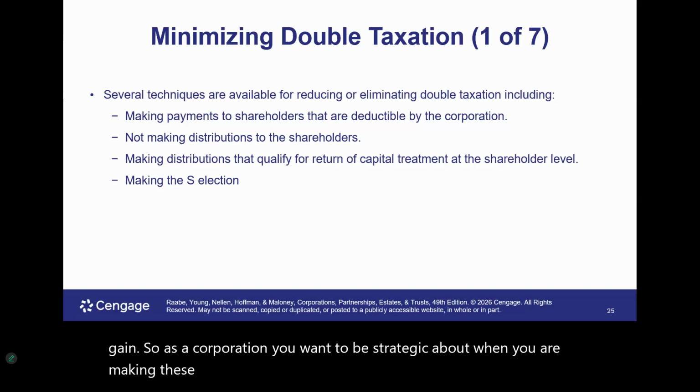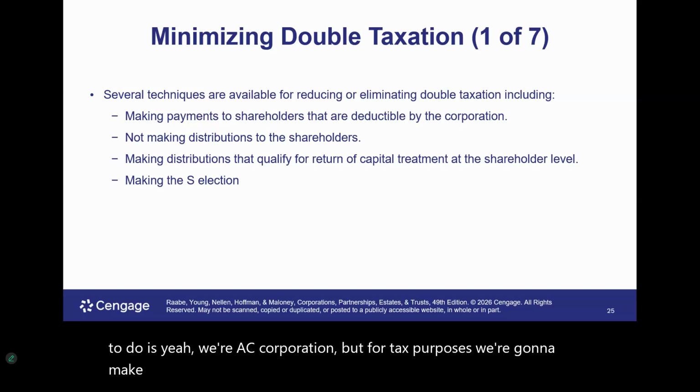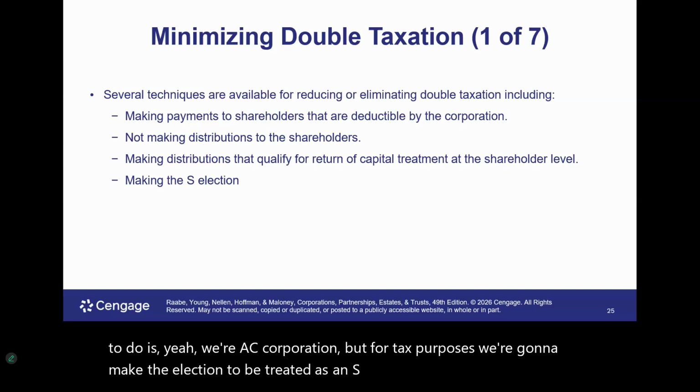And then lastly, something they might decide to do is, yeah, we're a C corporation, but for tax purposes, we're going to make the election to be treated as an S corporation for tax purposes.